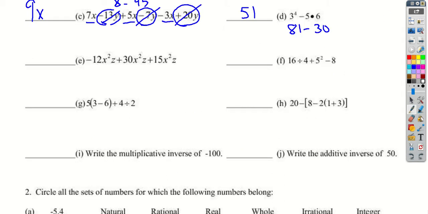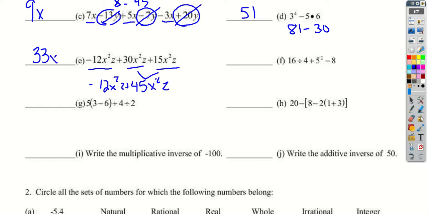All right, next question we're adding again. So like terms, okay? So I get negative 12xz, x squared z. Here's another x squared z. There's another x squared z. So I add these together. This is going to be 45, and then we do the minus 12. And this is going to give me 33 x squared z.